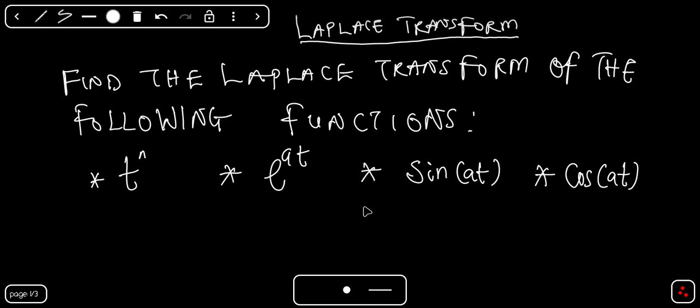In today's video, we'll be looking into this beautiful topic, the Laplace transform. Our aim is to find the Laplace transform of the following functions: t raised to the power of n, e raised to the power of at, sine at, and cos at. So that is our aim for today.